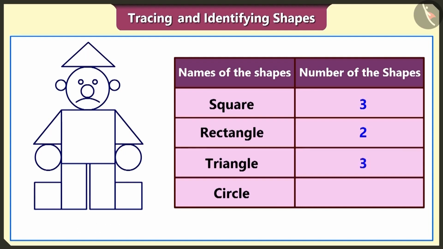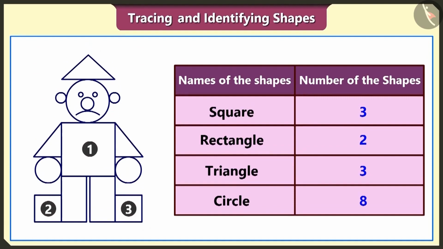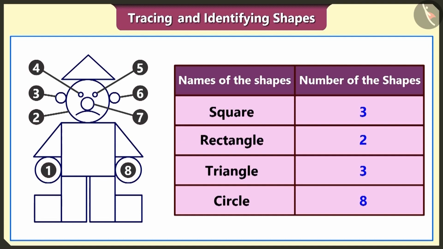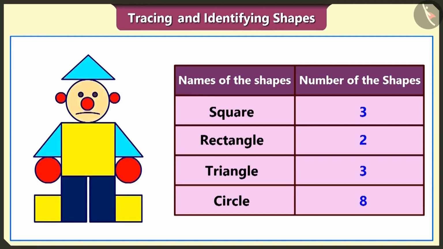Let's now count the number of circles used. Yes, there are 1, 2, 3, 4, 5, 6, 7 and 8 circles used here. We got to know that there are 3 squares, 2 rectangles, 3 triangles and 8 circles used in the making of the doll. But why is he not smiling? Let's fill it with colors. Look, Thumbkin, it is smiling after we filled it with colors.